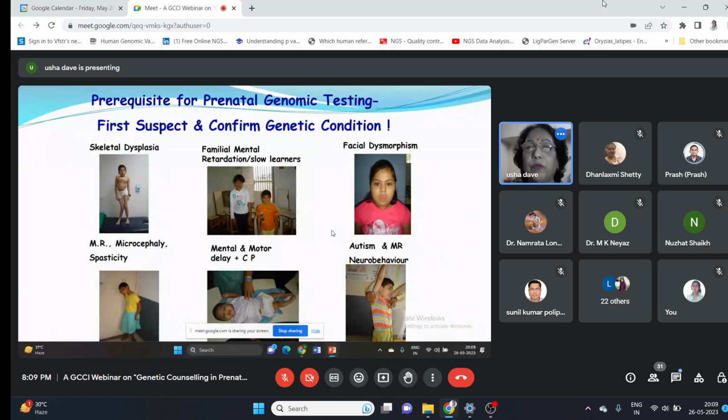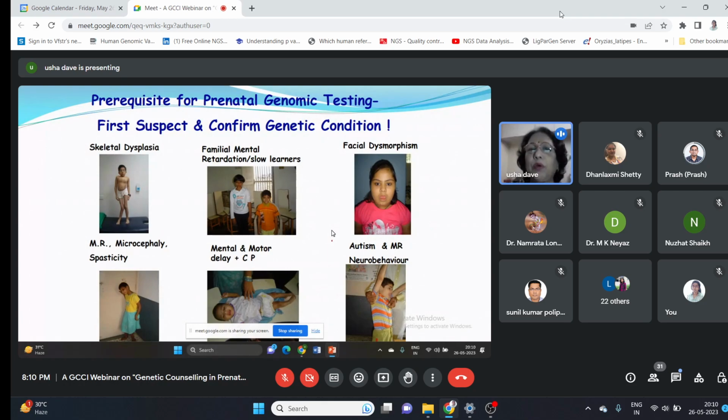Just remember, for any prenatal genomic testing, the prerequisite of the index case diagnosis is very, very important. But is it always possible? I do not know. But still, when we face different situations, through some cases I will show you how you have to tackle them and do the genetic counseling.